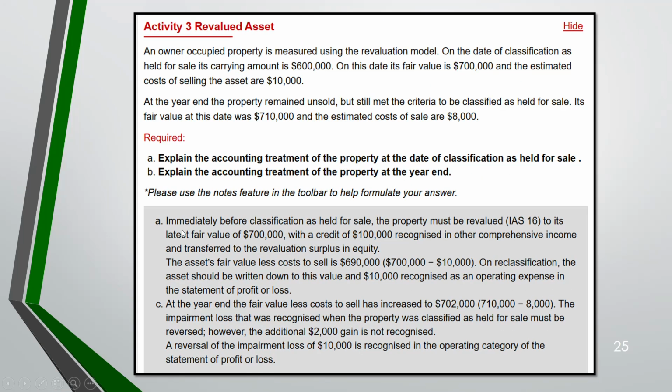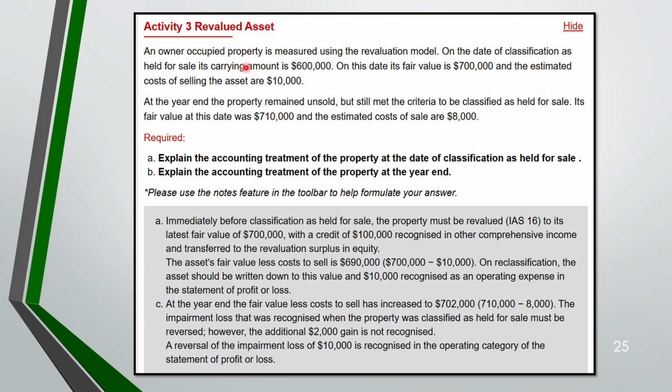Now activity 3, a revalued asset. Here, A, you have to explain the accounting treatment at the date classification as held for sale. B, explain the accounting treatment at the year end. Okay, so this is about an owner occupied property. Which standard will you use? IAS 16, which is measured using the revaluation model.